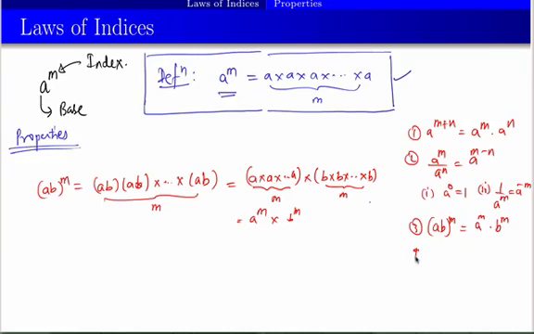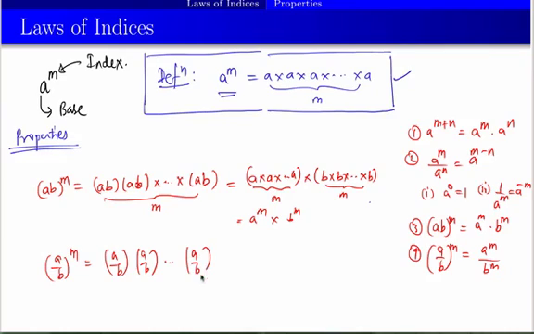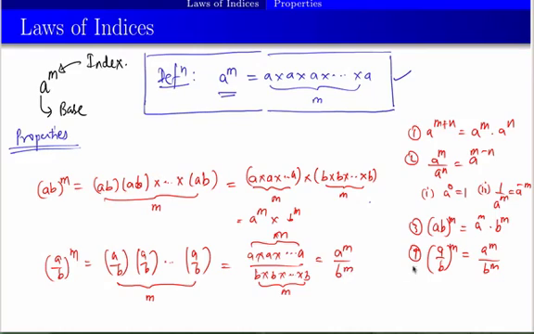Hence this property. Similarly, we can say that a by b raised to m is equal to a raised to m upon b raised to m. So this is also not different. A by b raised to m is nothing but a by b into a by b and so on into a by b. How many a by b's multiplied? m. So I just take the numerator separately. How many a's? These are m a's. And how many b's here? They are also m b's. So I get a raised to m upon b raised to m.